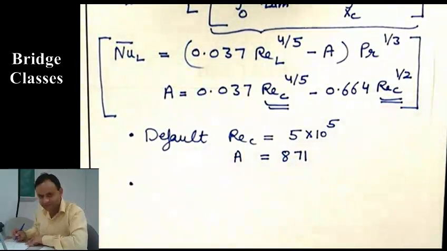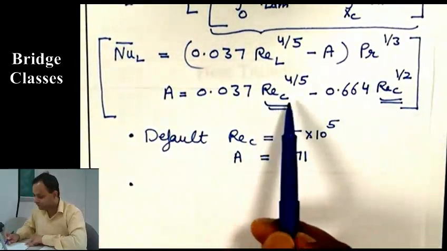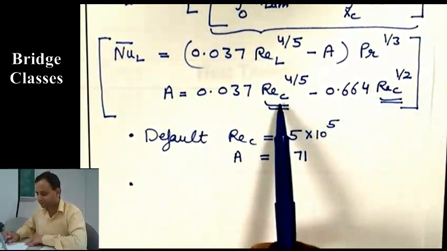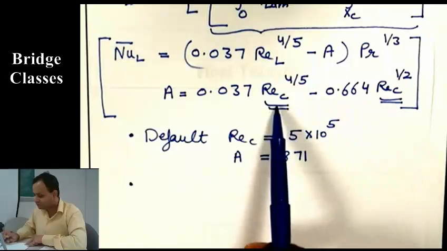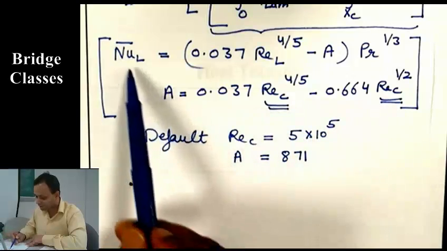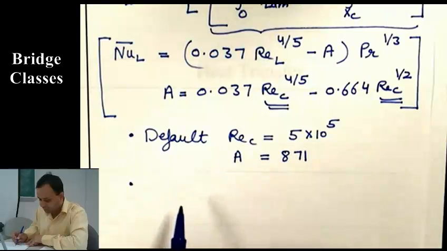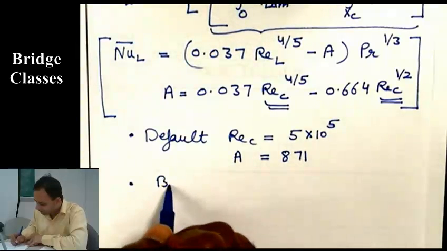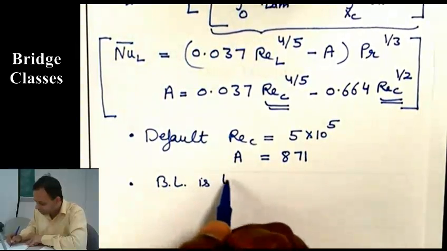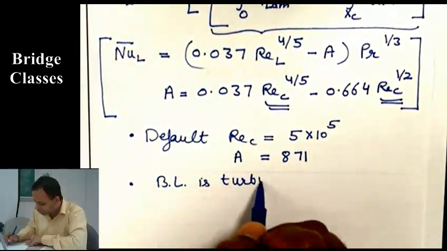But let us say the problem gives you a different value of critical Reynolds number. Then you'll have to substitute that number here, that gives you A, and then you can use this expression for average Nusselt number.